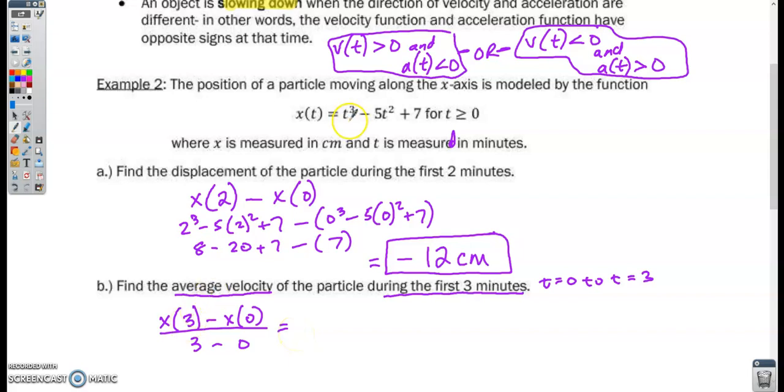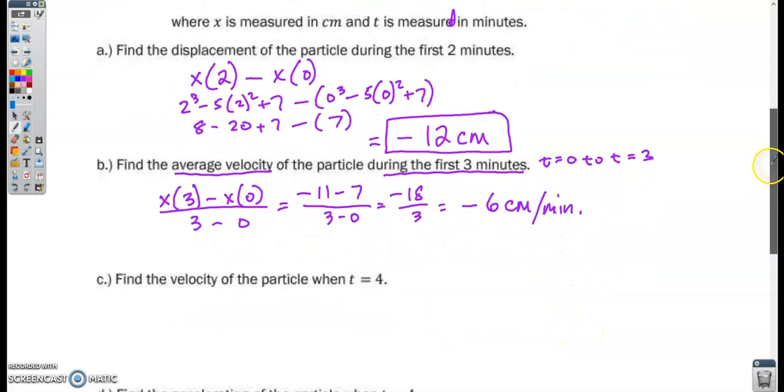We go ahead and calculate those. We substitute 3 in here. That's, let's see, 27 minus 45 plus 7. So that's going to be negative 11. The position at 0, that's 0 minus 0 plus 7. So that's 7 we're taking away there. And so we end up with negative 18 over 3, or negative 6, and the units for average velocity are the same as the units for velocity, so they're going to be centimeters per minute.